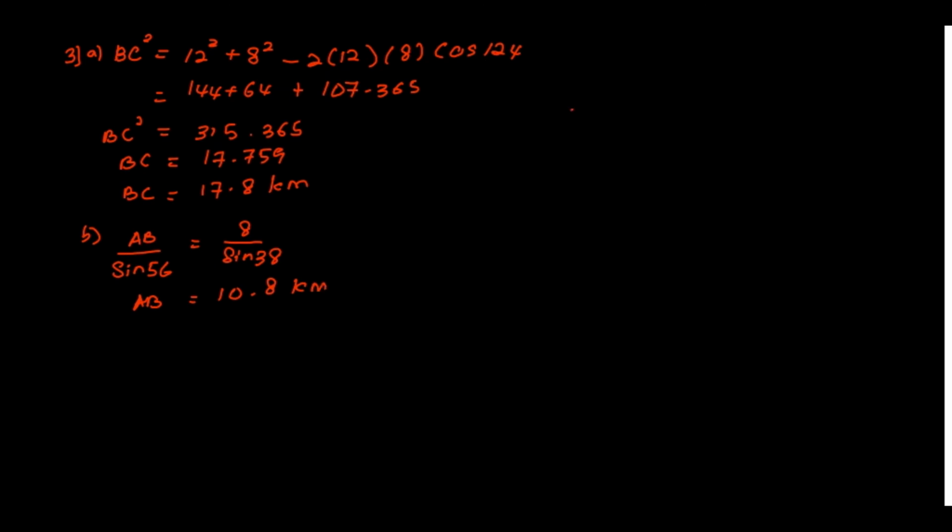And the next for C, the bearing of B from C. So the first thing you need to find is the angle DCB. If you draw, say this is A, then this is C, and you have D.